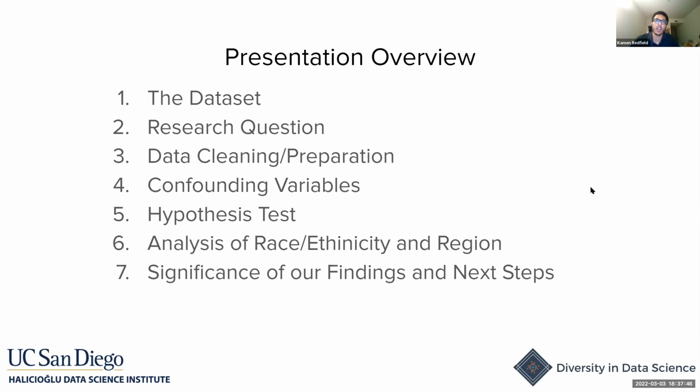Okay. This is going to be the general outline of our presentation today for reference. We're going to go over the data set, the research question, the data cleaning and preparation we did, talk about the confounding variables, conduct a hypothesis test, an analysis of race, ethnicity, and region, and talk about the significance of our findings and our next steps.